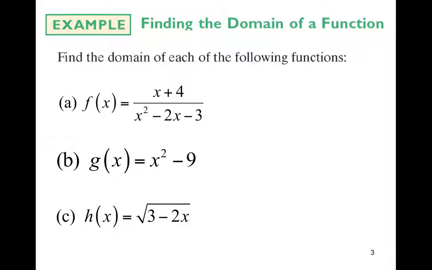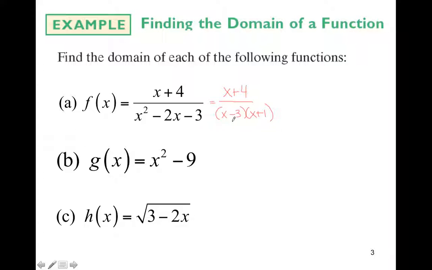Okay, so find the domain of each of the following functions. So for the first one, we're thinking about what x values are we allowed to plug in. Well, with a fraction, we want to think about things that will not cause us to divide by 0. So the easiest way to do this will be just to try to factor the denominator. So x plus 4, we'll leave that alone. And then for the denominator, we want to say what multiplies to get -3 and adds to get -2. So that will be -3 and +1. So this is the factored form of the denominator.